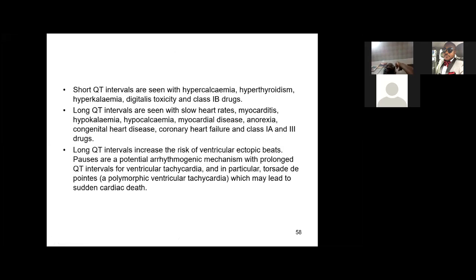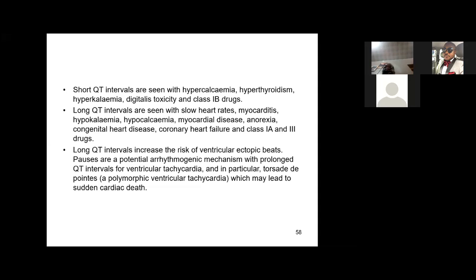Short QT intervals are seen in hypercalcemia, hyperthyroidism, hyperkalemia, digitalis toxicity, and class 1B drugs. Those are drugs for cardiac arrhythmias. Long QT intervals are seen with slow heart rates, myocarditis, hypokalemia, hypocalcemia, myocardial disease, anorexia, congenital heart disease, coronary heart failure, and class 1A and 3 drugs.